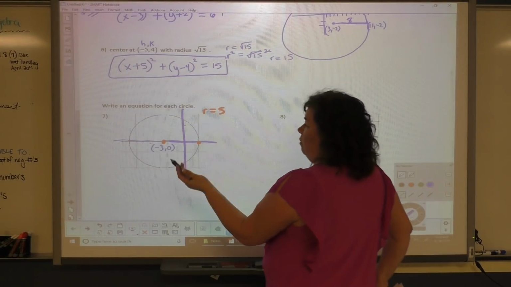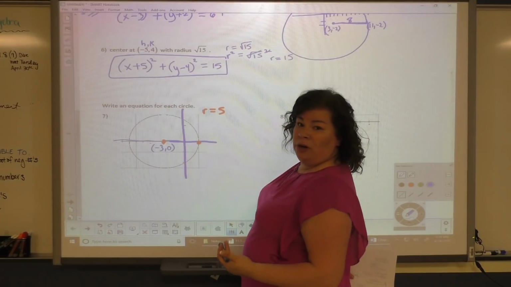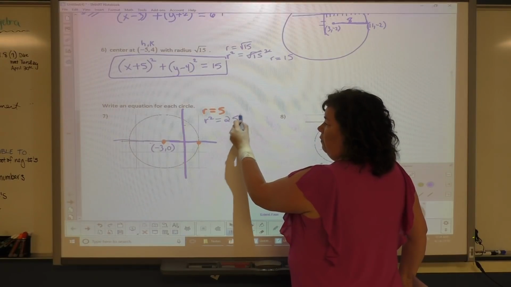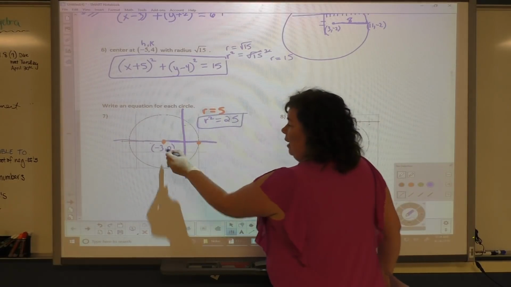All right, so again, if we're going to write an equation of a circle, we want radius squared. So 5 squared is 25. So we're going to use this number and this center.